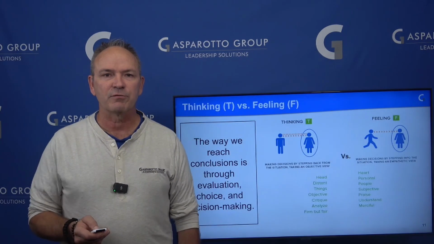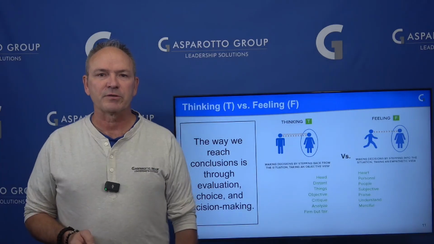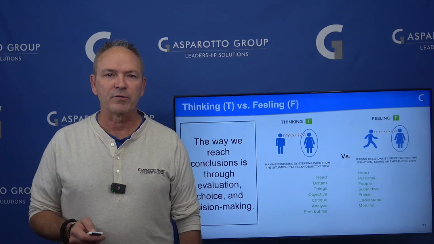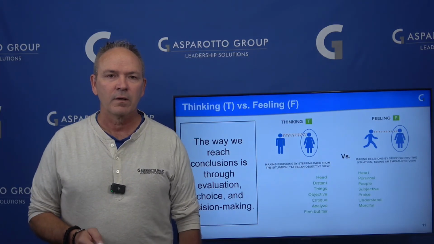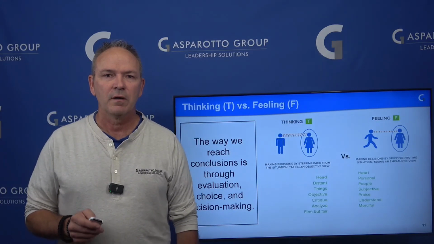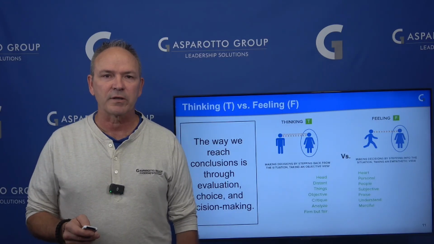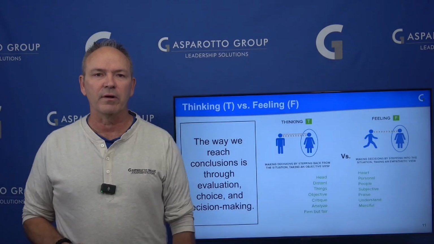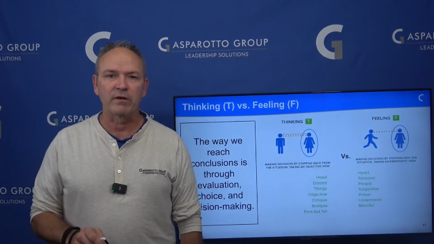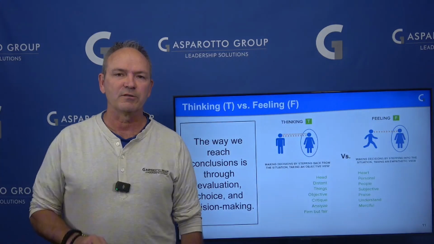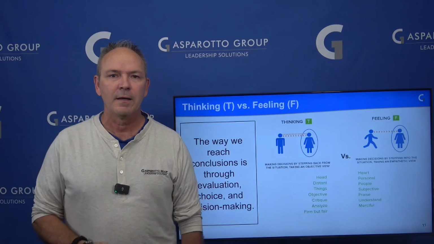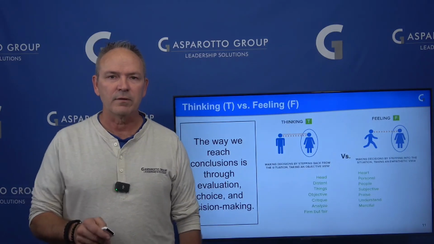TF, thinking versus feeling. The third pair of opposites describes the processes we use to make decisions and the information we prioritize. This dichotomy centers on how people make decisions. Thinking individuals prioritize logic, analysis, and objective criteria. They strive for fairness and impartiality. Feeling individuals prioritize values, emotions, and interpersonal considerations. They seek harmony and empathy in decision making.